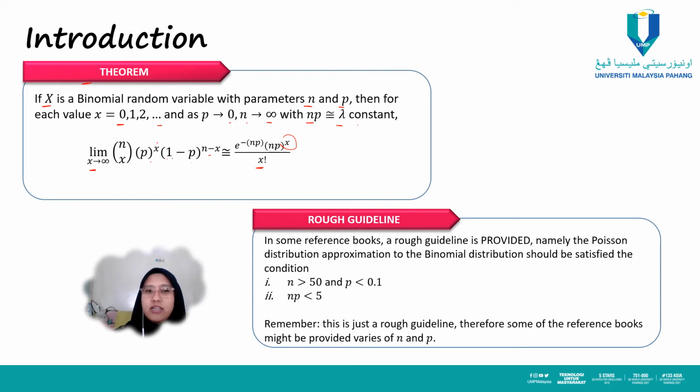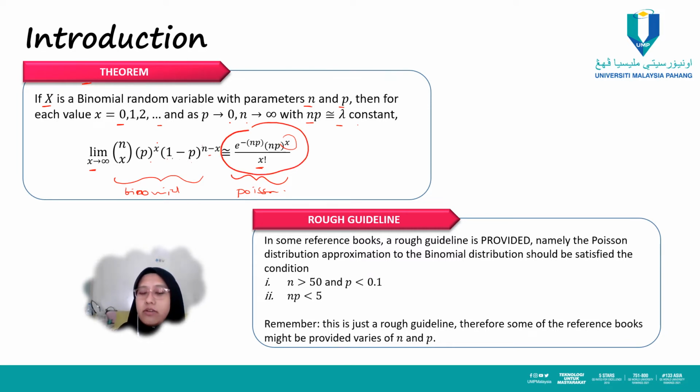If you still remember, this formula comes from the binomial formula, while this formula comes from the Poisson formula. So this is the formula that we will use in this topic, the relationship between the binomial and the Poisson distribution. Actually, we can use this formula only.